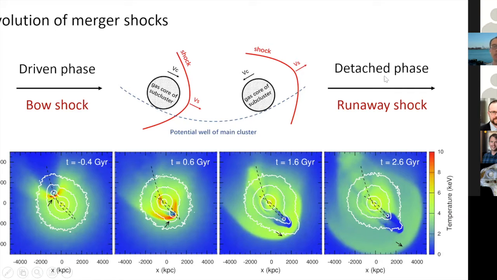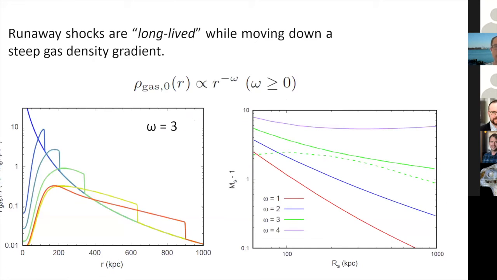An important point here is that in the detach phase, the subcluster has only limited impact on the runaway shock, whose propagation is mainly determined by the surrounding atmosphere. And more interestingly, while moving down a steep gas density gradient, the runaway shocks could be long-lived.